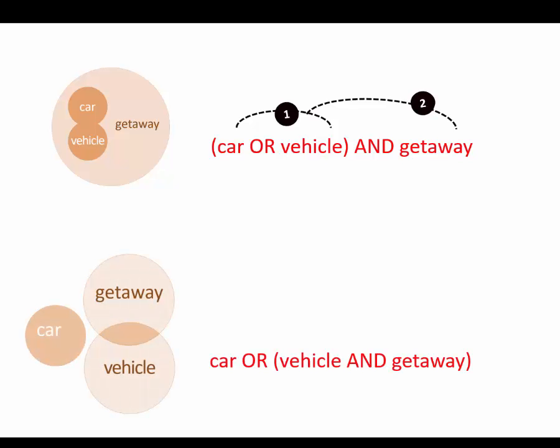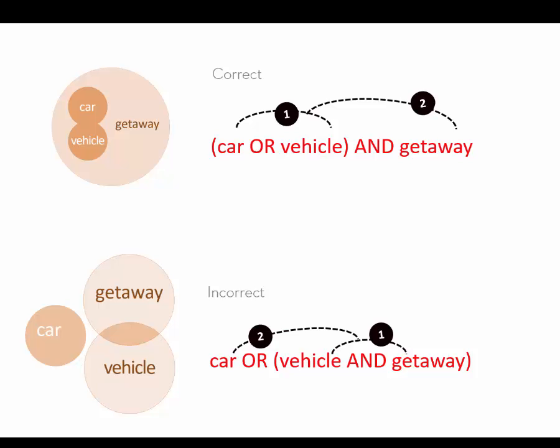In our second example, when we put parentheses around vehicle AND getaway, this tells the database to first find documents with both terms, vehicle and getaway, and then to resolve the rest of the search. The results will include documents that contain both terms, vehicle and getaway, together in the same document, as well as documents that include the term car. Chances are you would want to construct your search as in the first example.